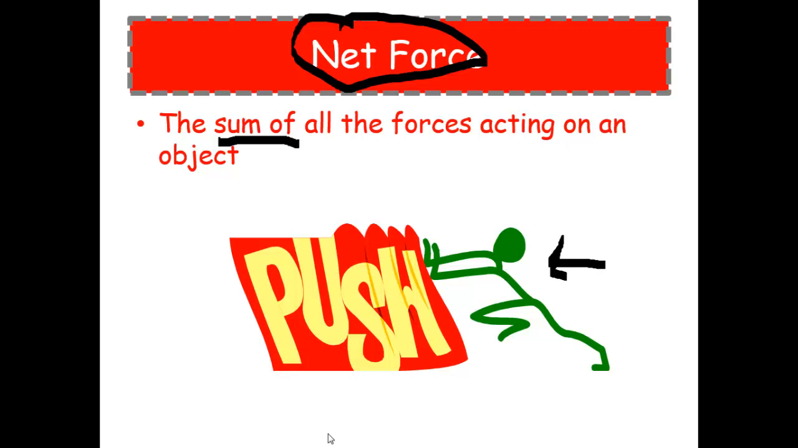So what's the net force? You have to think about gravity pushing down, the floor pushing backwards, and we could get into air resistance possibly pushing the other way. So adding all those different forces together, that's the net force.